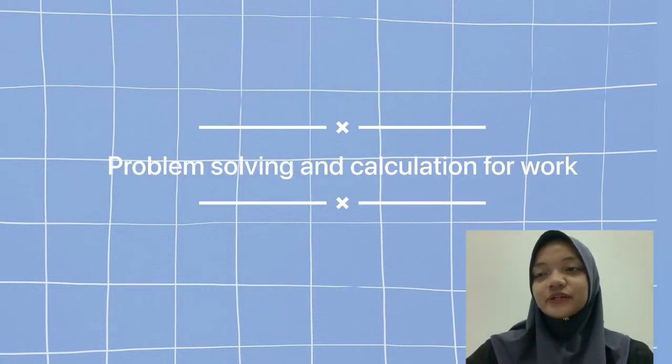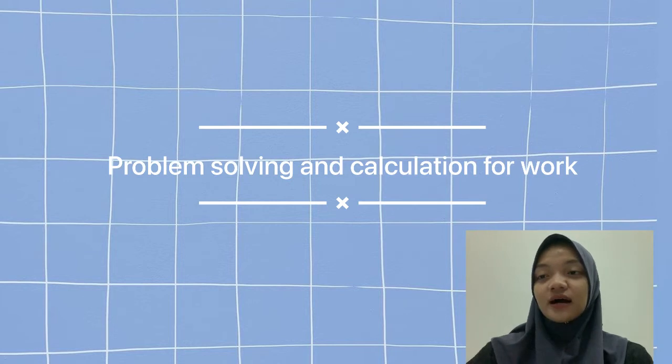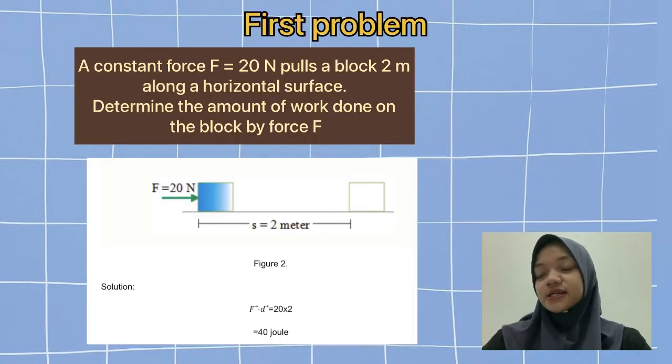After we have looked at the application of vectors in physics, which is in work and the scalar product, let us see the problem solving and calculation for work. As we read the question, a constant force F of 20 newtons pulls a block 2 meters along a horizontal surface. We have to determine the amount of work that was done on the block by force F.